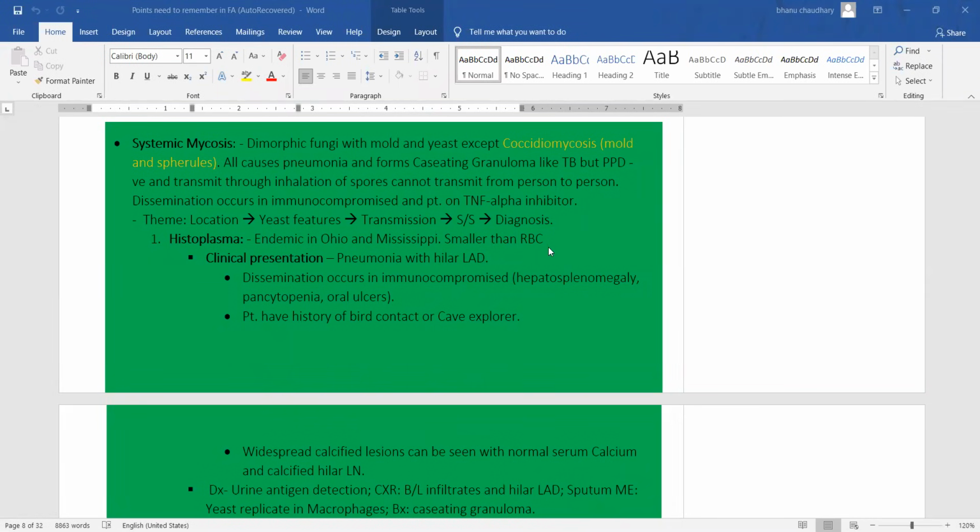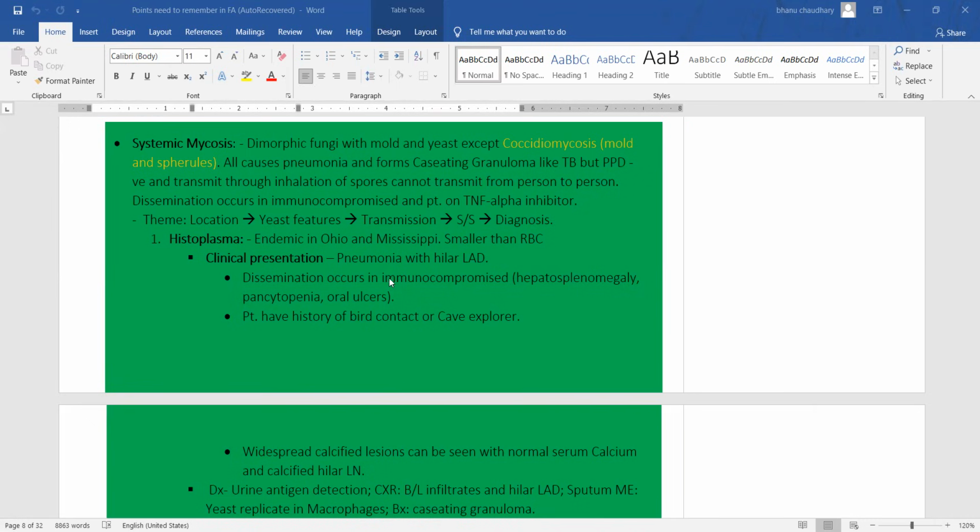Okay, and that's why they are easily ingested or endocytosed by the macrophages or the monocytes. Okay, so what is the clinical presentation of the disease? They will all get the pneumonia with the hilar lymphadenopathy. And that's why I told you that it is just like the TB, because in both TB and histoplasmosis, you will get the pneumonia and the hilar lymphadenopathy involvement.